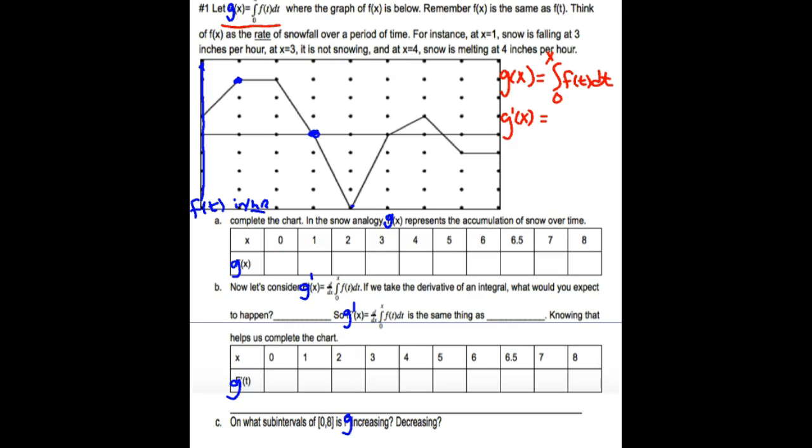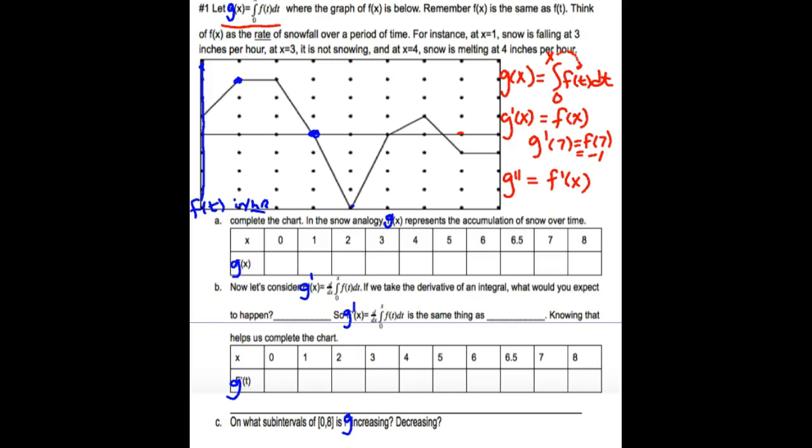G prime is the derivative of the integral. And remember, when we do the derivative of the integral, the second fundamental theorem of calculus says all we do is get the same function back with a variable replacement. So when we're thinking about G prime of x, that's just f of x. What does that mean? It means that G prime of 7 is actually just f of 7, or the y value, which is -1. G double prime will be the derivative of G prime, which would be f prime of x.